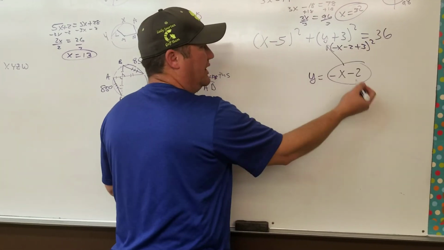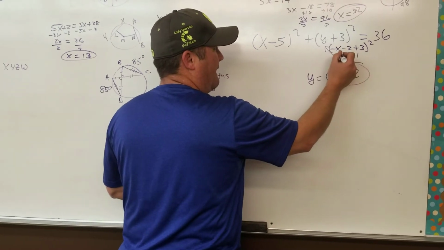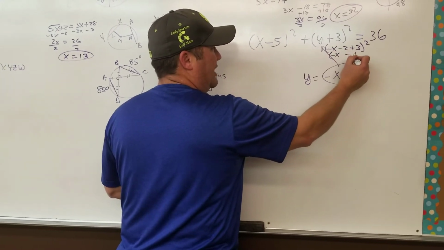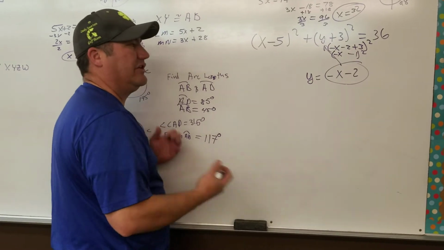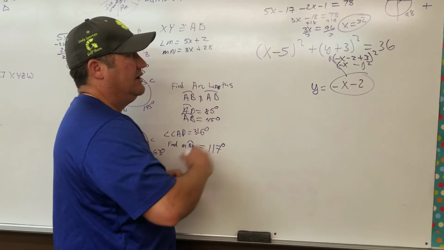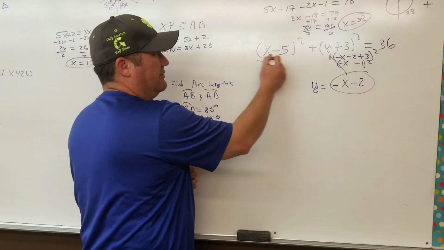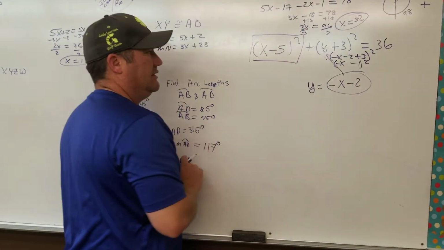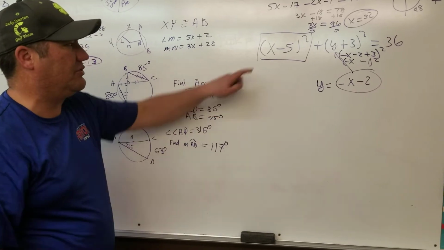So negative 2 plus 3 is negative 1. So I have negative x minus 1 squared. I'm just going to square everything out now. And then I'm going to solve it by setting it equal to 0. So I'm squaring out this first value, or this first binomial. I'm going to square that binomial out.